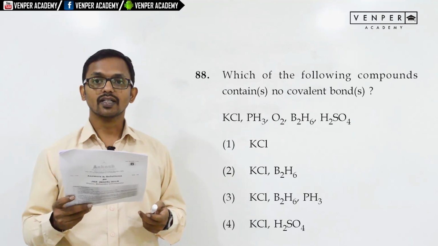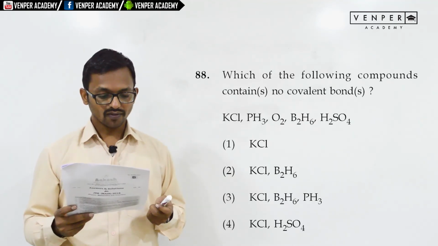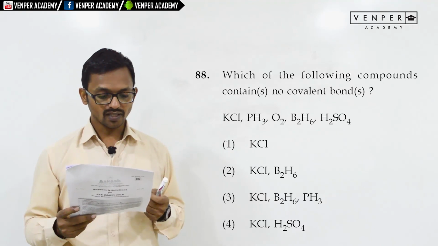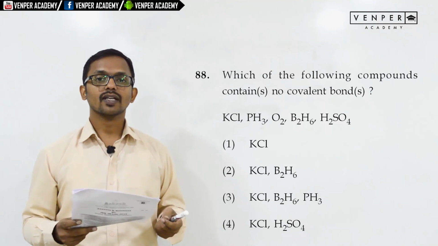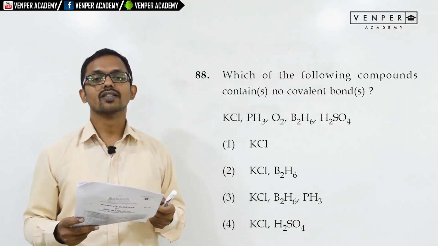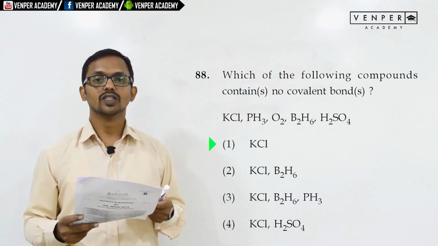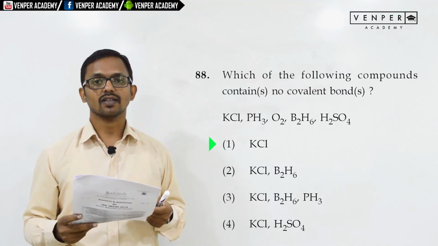Question number 88, which of the following compounds contain no covalent bonds? The given compounds are KCl, PH3, O2, B2H6 and H2SO4. As we know, KCl is an ionic compound, and except this, all the other compounds have covalent bonds. So in the given 4 options, the first option is the correct answer.